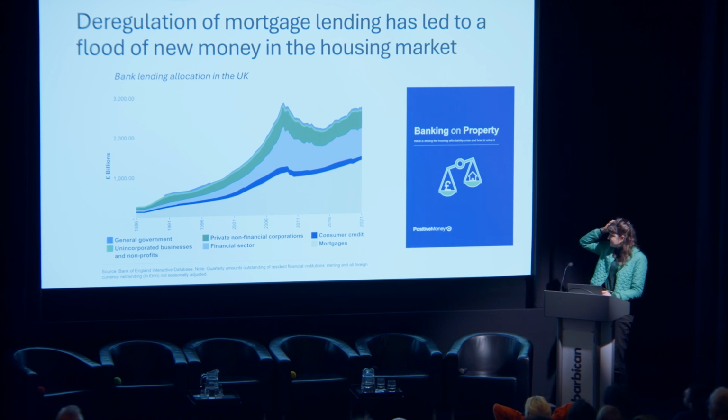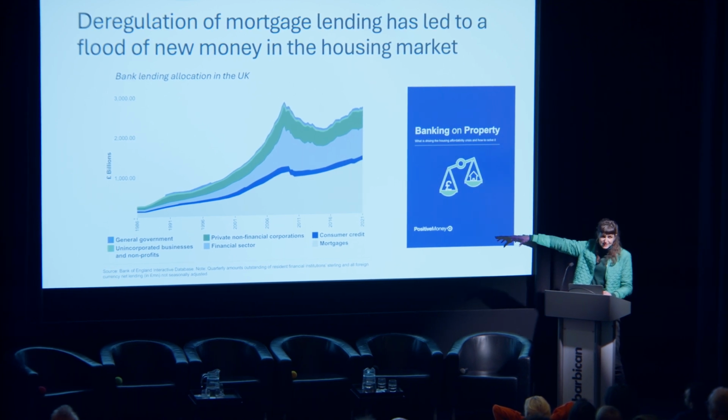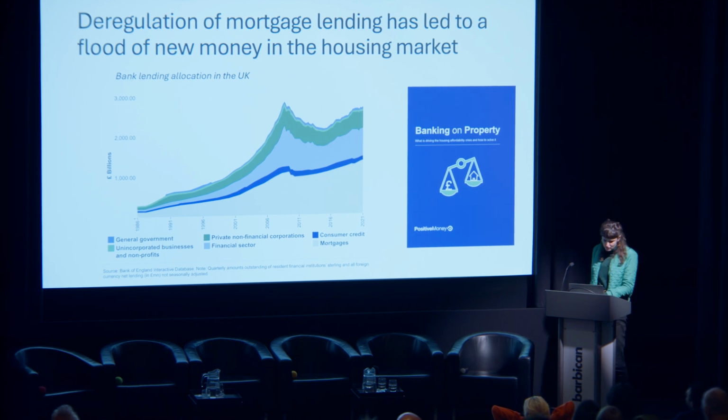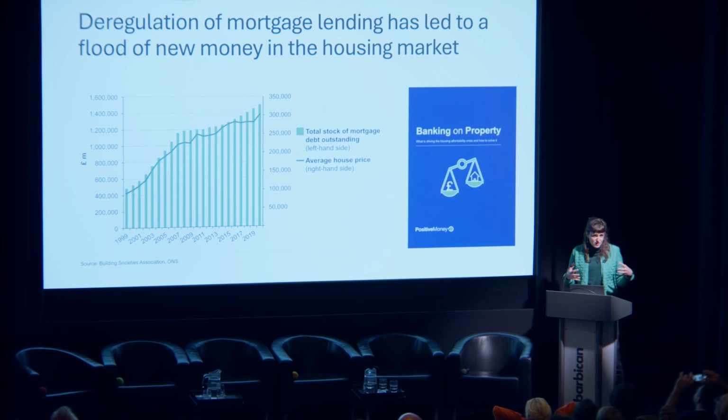This graph demonstrates that. So the grey chunk there is mortgages as a proportion of bank lending. You can see how dramatically that rose compared, for example, to lending for productive businesses, which has shrunk to that green line there at the top. I think it's about 13% of bank lending now. This is from a report by Positive Money. And you can see how tightly correlated the increase in bank lending is with house prices.